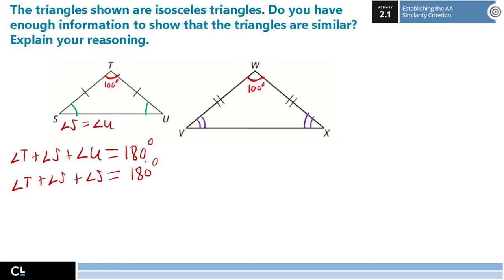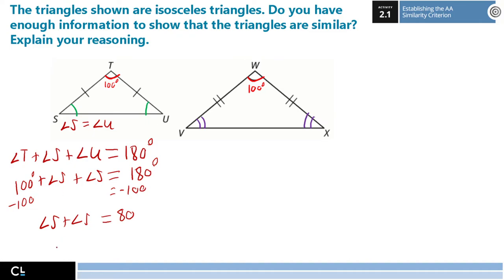But another thing I could do is I know what angle T is equal to. I'm just going to go back and erase it here and go 100 degrees plus angle S plus angle S equals 180. So what I'm going to do is bring that 100 over. We're going to subtract it from both sides, do some algebra here, right? That's going to give me angle S plus angle S equals 80, right?